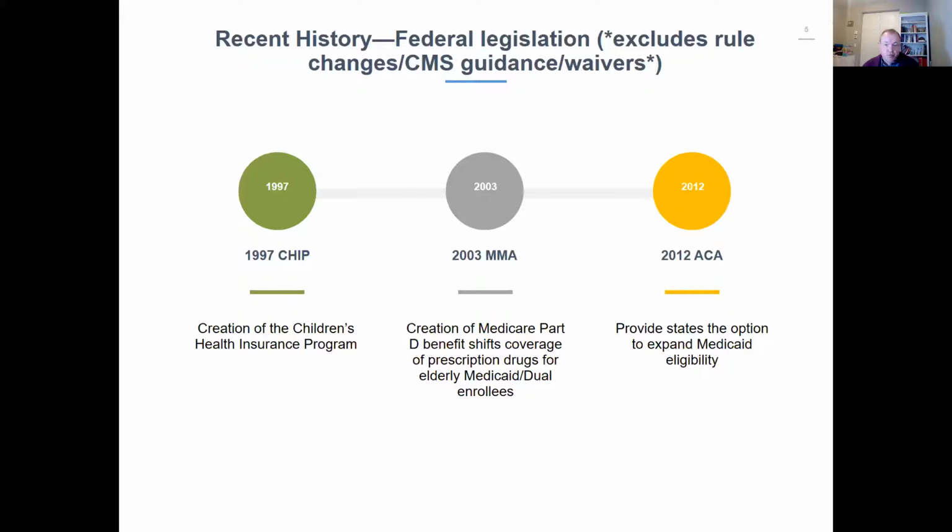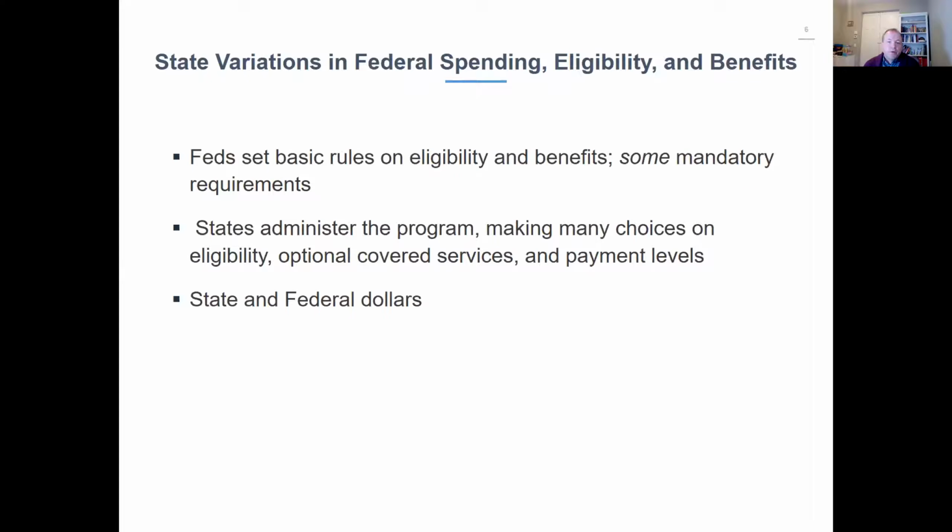And then finally, of course, in 2012, we had the Affordable Care Act, and that provided states the option to expand Medicaid eligibility to new eligibility groups. Of course, we're going to say this over and over again, but it really matters when you're trying to create a useful analytic file, when you're trying to answer questions about the program and how it's administered. There is just so much state variation in federal spending, as we saw with the FMAP and multiplier percentage, with eligibility and eligibility groups that are covered, and with the benefits that are provided.